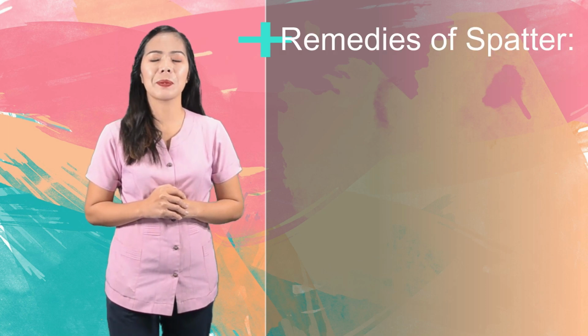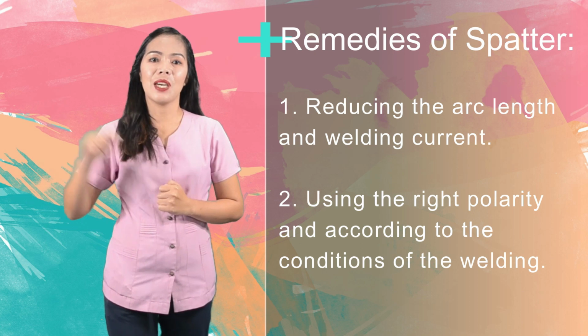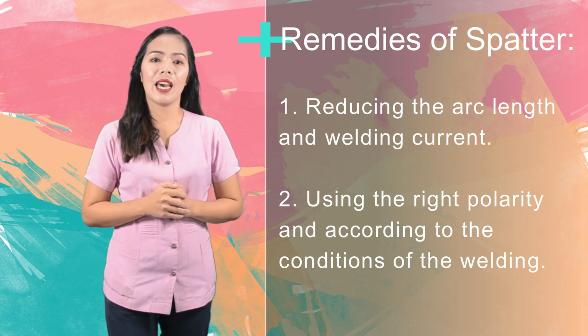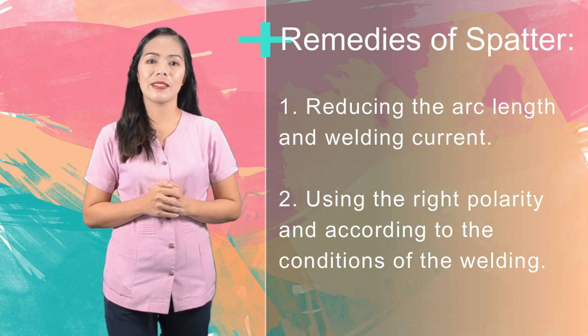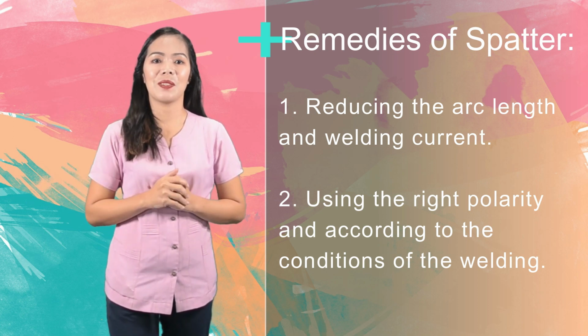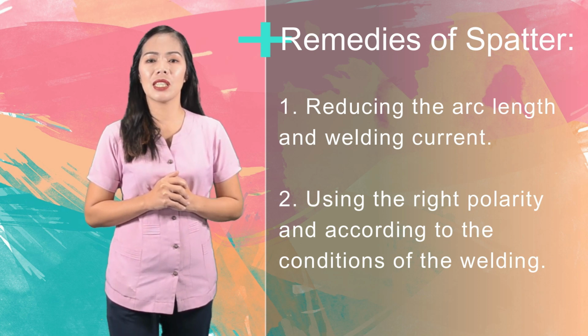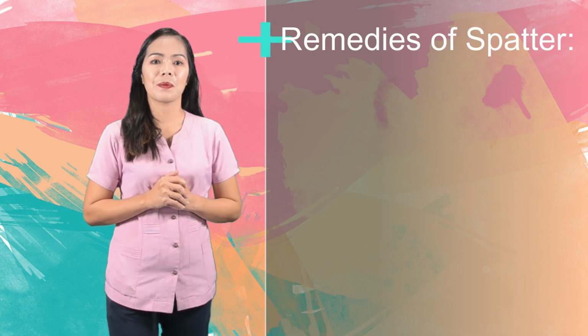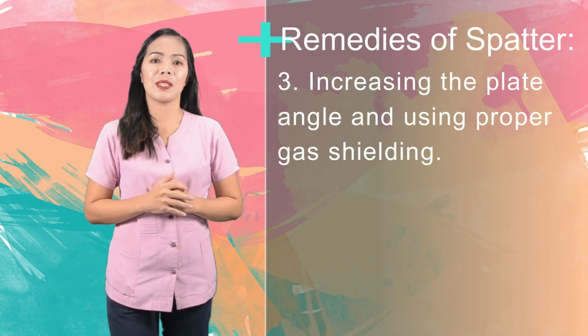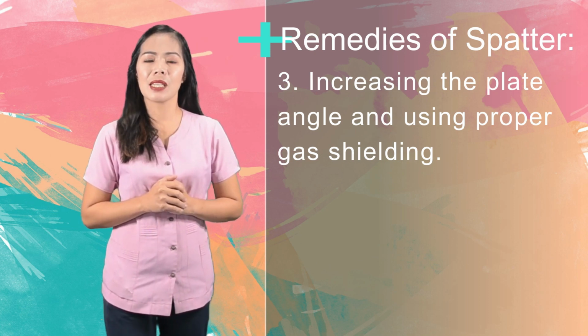Remedies for spatter. Number 1. Reducing the arc length and welding current. Number 2. Using the right polarity according to the condition of the welding. Number 3. Increasing the plate angle and using the proper gas shielding.